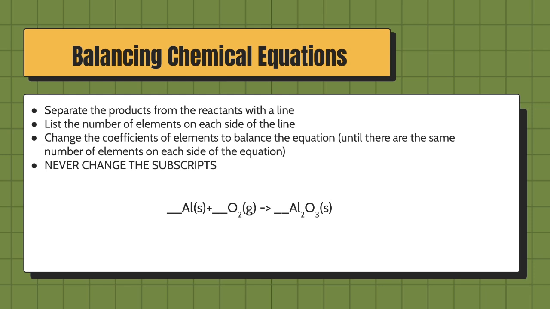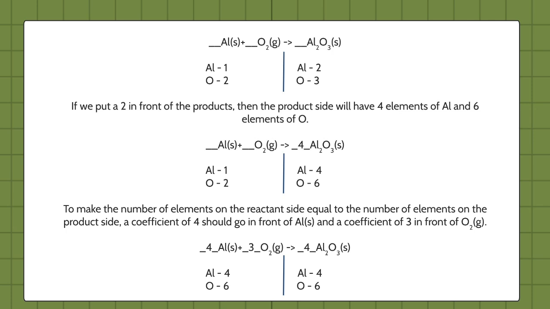Here is an example problem. Try and figure it out before you move on to the next slide, which will reveal the answer. Moving on to the answer, as you can see, I've put a line dividing the reactants and the products. On the reactant side of the equation, there is one atom of aluminum and 2 atoms of oxygen. On the product side of the equation, there are 2 atoms of aluminum and 3 atoms of oxygen.